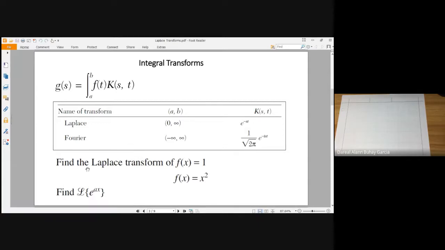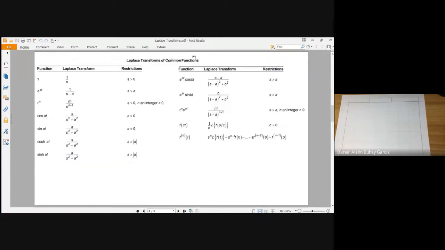So later, we'll try to find the Laplace transform of 1 and atong i-try nato kung makaya nato pangita ang Laplace transform sa x squared, no? And e to the power of ax. Ito na i-try later. Later na lang sa paper.